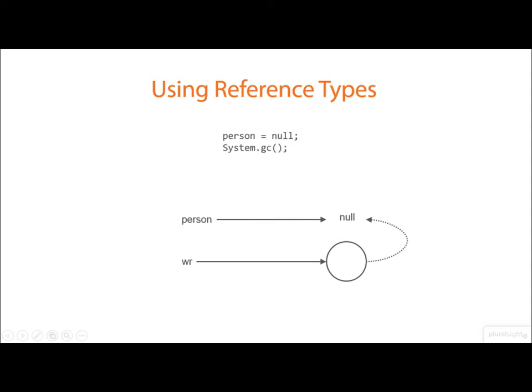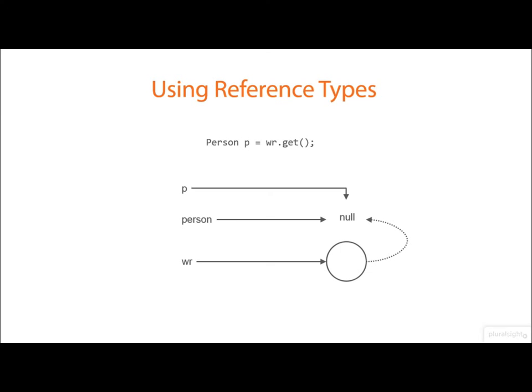However, if we have a scenario that was similar to the above, but we set the person reference to null, so we set the strong reference to null, and then the garbage collector runs, and we show that here by calling System.gc. Now, the person object goes away. So our person reference is set to null, and the weakly referenced object is now no longer referencing anything. At this point, if we call wr.get, then we return null.